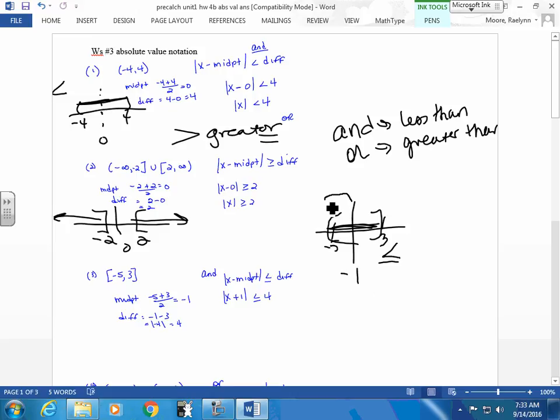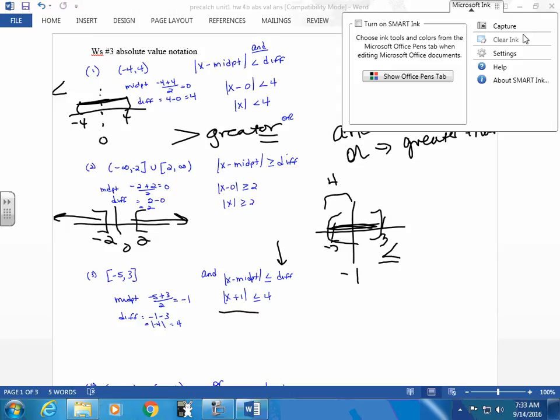So this might be a little bit more obvious on this side. Say my difference is 4. And it works itself out because x minus a negative 1 will give you x plus 1. And your difference is 4. Your difference always has to be positive. The whole concept of absolute value is a distance thing. So distance is always positive. So make sure your difference is positive. Okay?